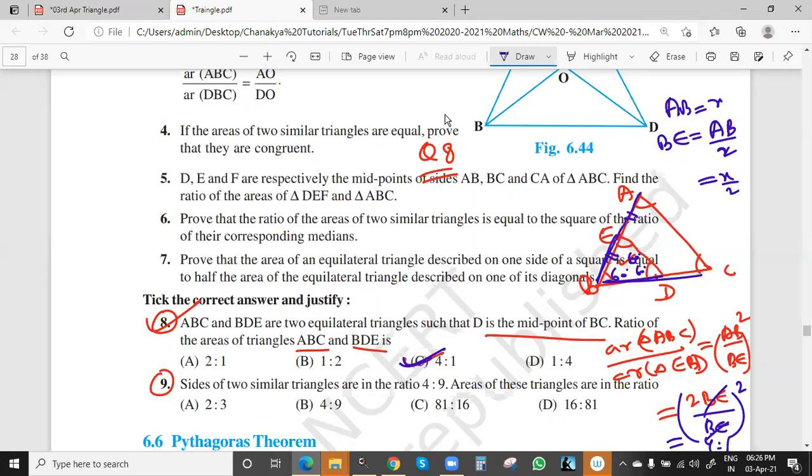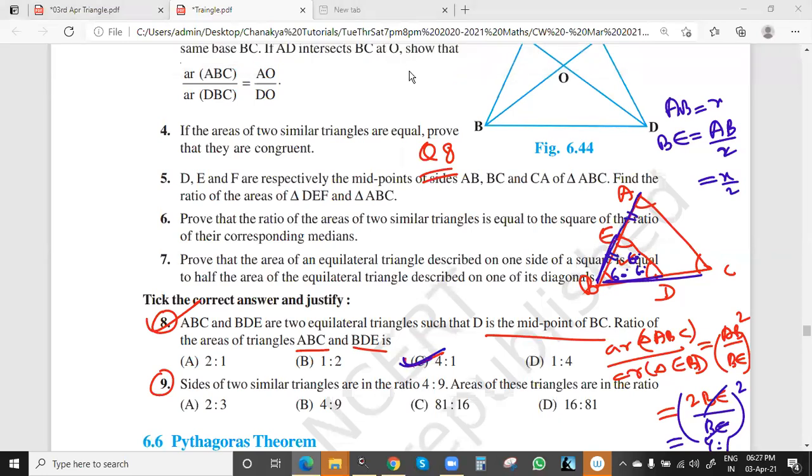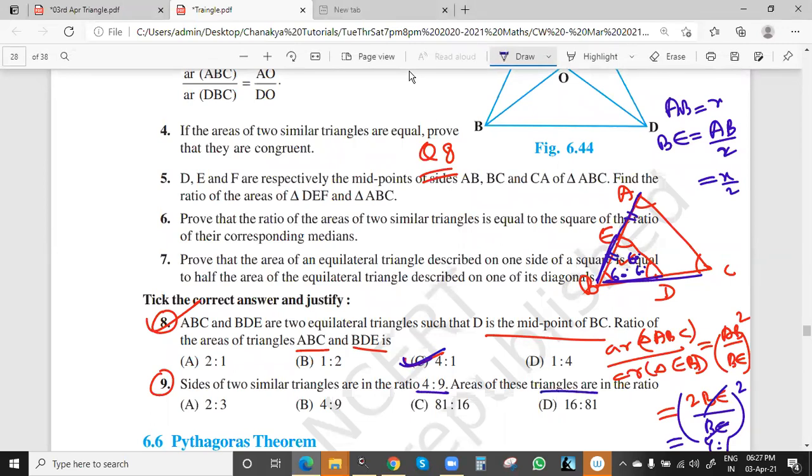For 9th one? 9th one I got D, sir. See, the sides ratio are given. Area ratio you have to find. Area ratio A1 by A2 will be equal to side ratio square. Sides ratio are given. 4 square is 16 by 81. That is option number 2.